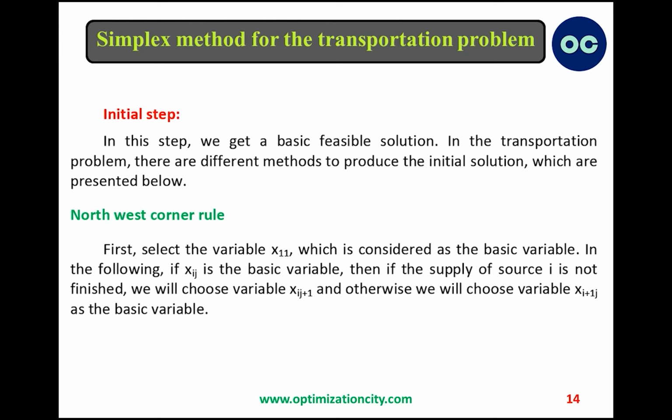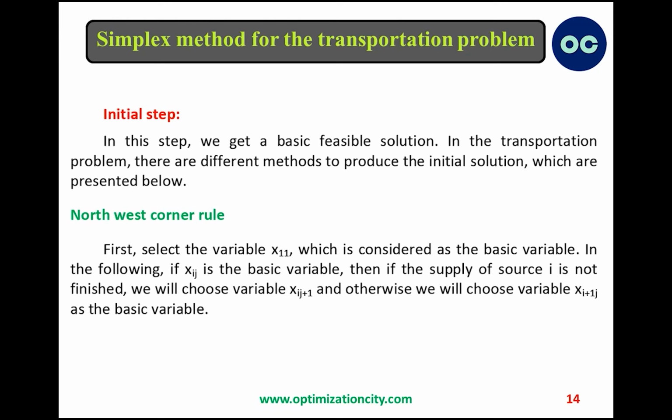This is northwest corner rule. The northwest corner rule is a method used to generate the initial feasible solution for the transportation problem. It's based on a simple principle. Starting from the top left corner, the northwest corner of the transportation matrix, we allocate shipment in the greedy manner. So this is the step here.